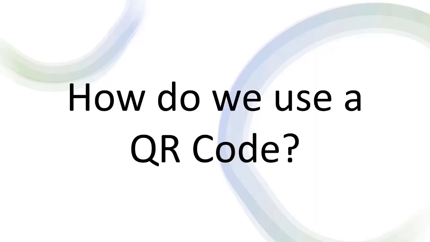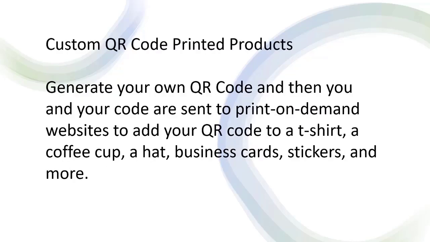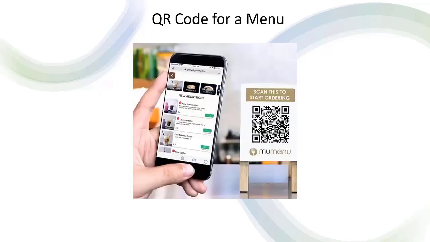How do we use a QR code? Once you've created your QR codes, you can download files, print them as sheets of stickers, place them in a PowerPoint presentation, place on a flyer, or in a newsletter, or just email them to yourself or someone else. You can generate your own QR code, and then you and your code are sent to print-on-demand websites to add your QR code to a t-shirt, a coffee cup, a hat, a business card, stickers, and more.